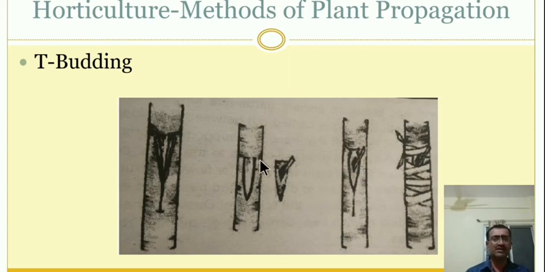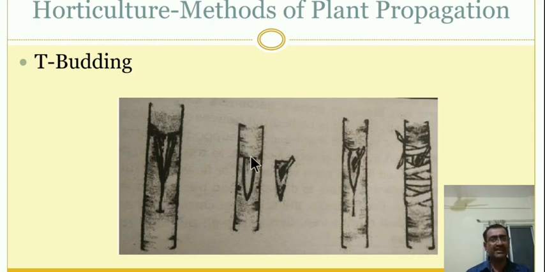First the horizontal cut, 3 centimeters in length, is made on the bark of the rootstock. This horizontal cut is taken first, about 30 centimeters above the ground level. Another cut starts from the middle of that horizontal cut, a vertical cut in the downward direction, which is also 3 centimeters in length. Thus we get a cut of T shape.